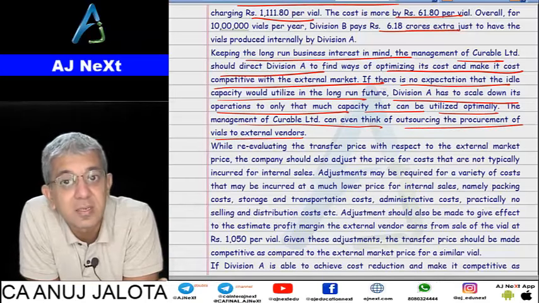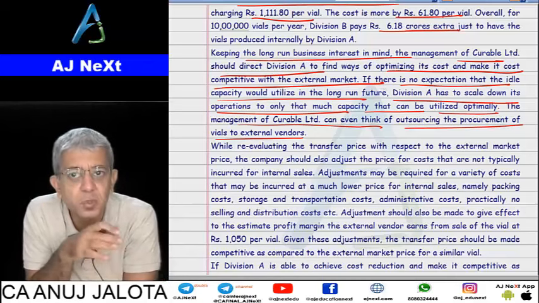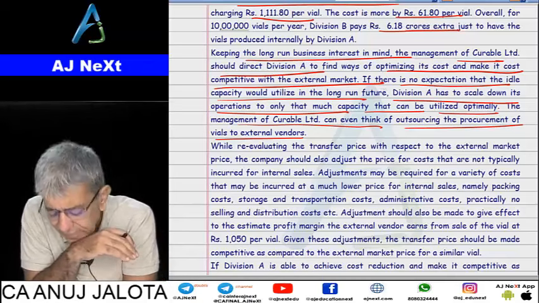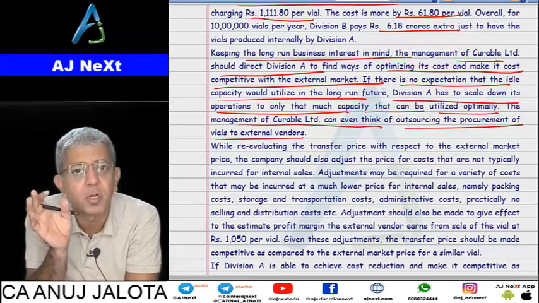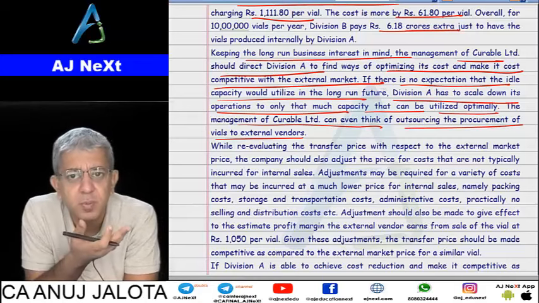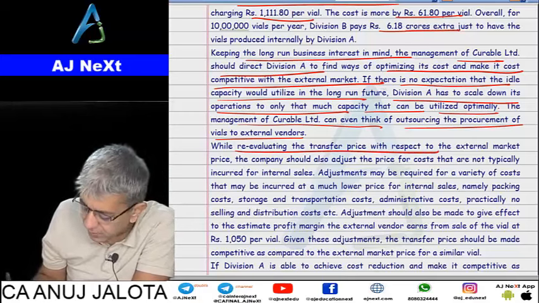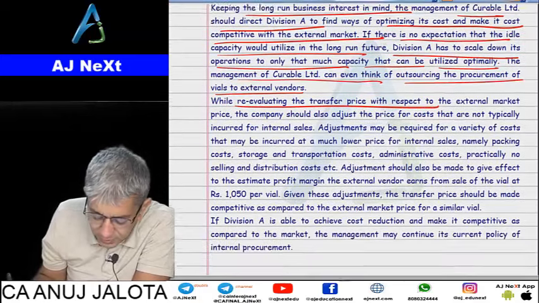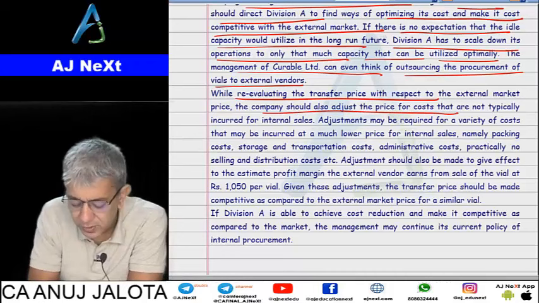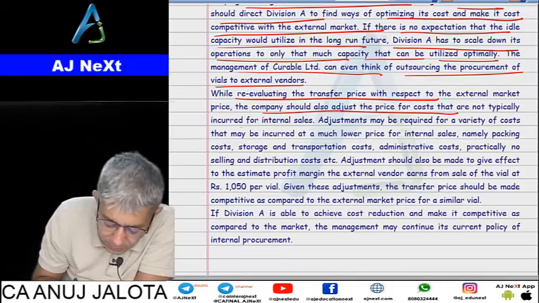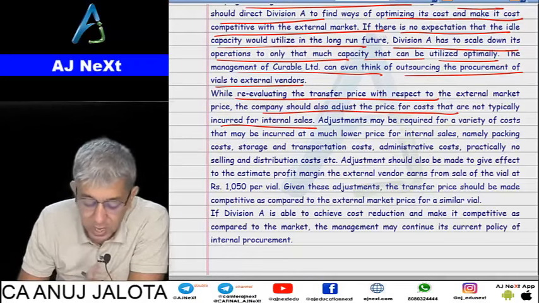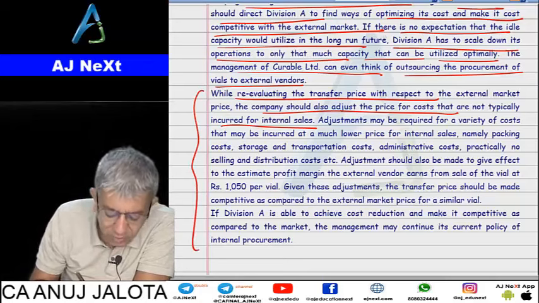What these guys are saying is, if suppose there is a chance that our cost cannot be brought down, then in that case you can start purchasing vials from the external vendor while re-evaluating the transfer price with respect to the external market. The company should also adjust its price for the costs that are not typically incurred for internal sales. Now this part is something we all have done in many questions.